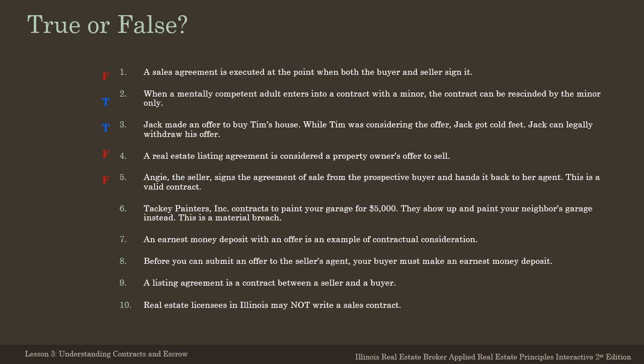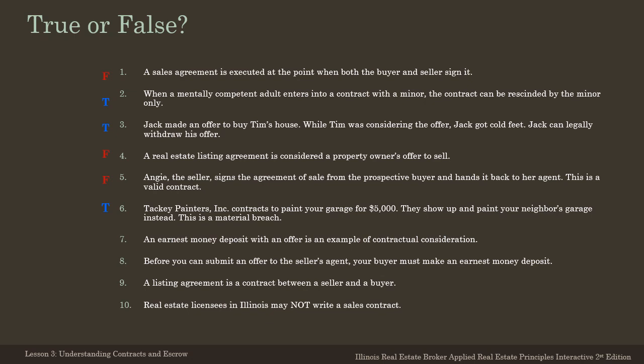Tacky Painters contracts to paint your garage for $5,000. They show up and paint your neighbor's garage instead. This is a material breach. Well, yeah, it's a material breach. The subject matter was your garage and they ended up painting somebody else's. Not your problem, their mistake. So there's no contract, because they haven't done what they said they were going to do, which was paint your garage.